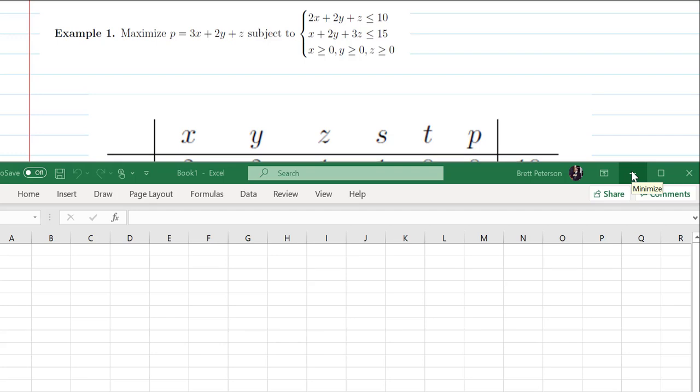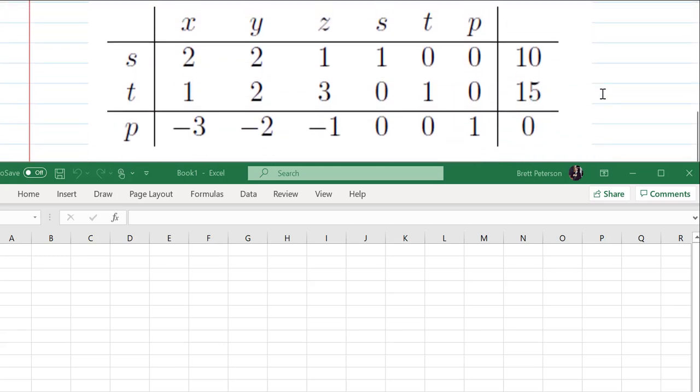All right, in this example, we are going to use the Simplex method to maximize the following problem. So we want to maximize p equals 3x plus 2y plus z, subject to the constraints 2x plus 2y plus z is less than or equal to 10, and x plus 2y plus 3z is less than or equal to 15. So we're going to use our slack variables to convert 2x plus 2y plus z into an equation by adding s, and x plus 2y plus 3z plus t is equal to 15, and then move the 3x, the 2y, and the z to the other side, leaving our p with a coefficient of positive 1, and then write our first tableau using that.